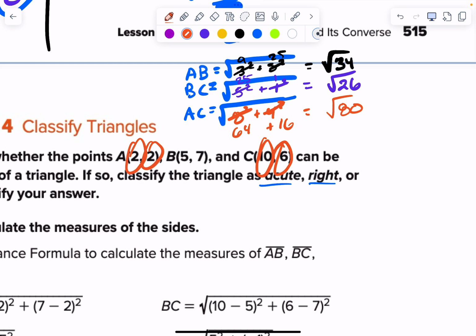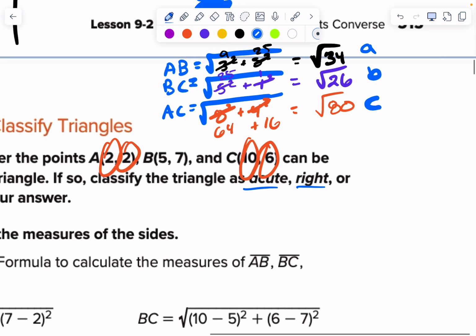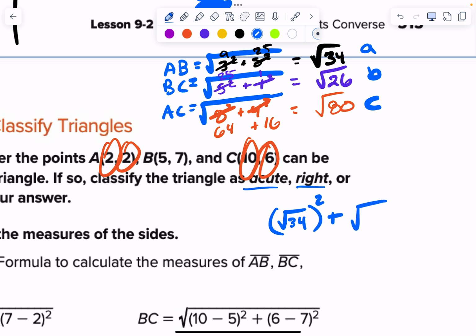Okay, which one is your side C in this case? The square root of 80, or AC, has to be your side C. Let's just go A, B, C. Okay, C has to be the largest side. It doesn't matter what we name the other two. Okay, so if I do A squared, hold on. If I do A squared, this is the square root of 34 squared plus the square root of 26 squared is in what relationship to the square root of 80 squared?